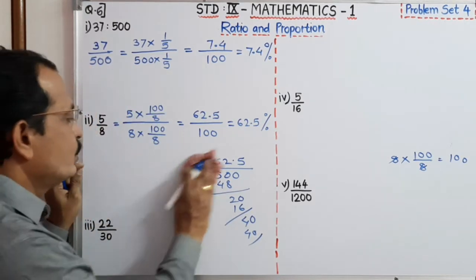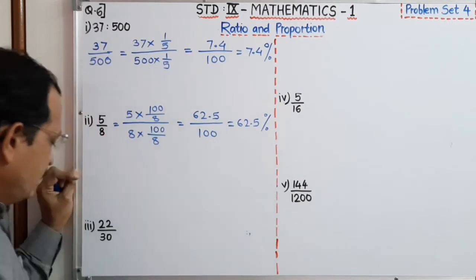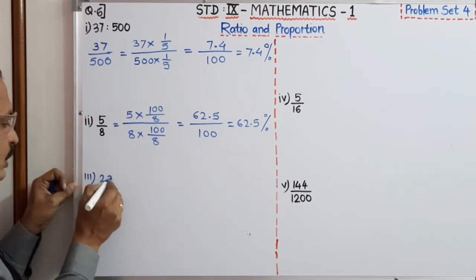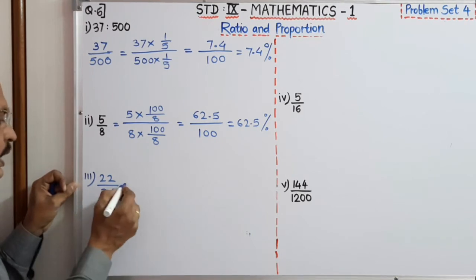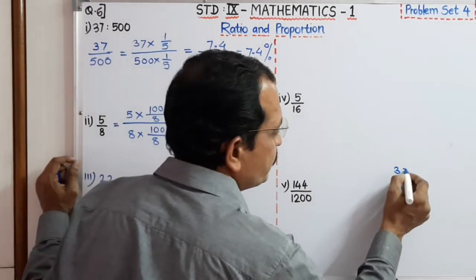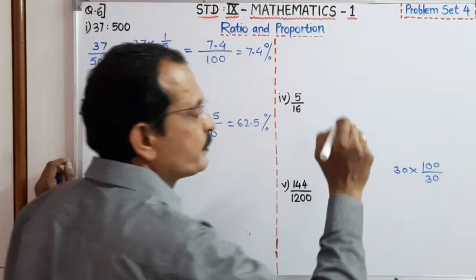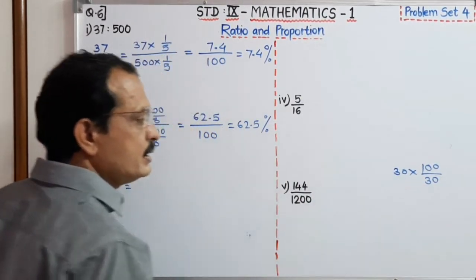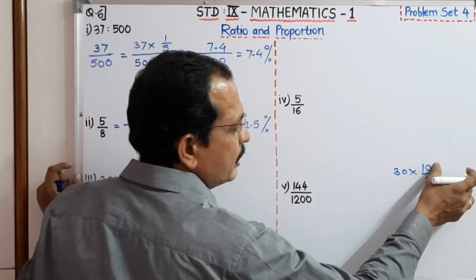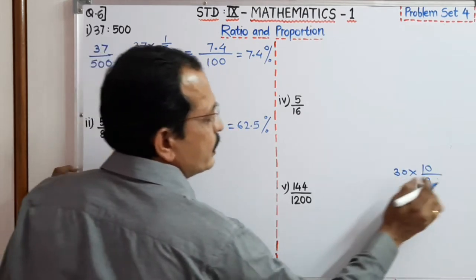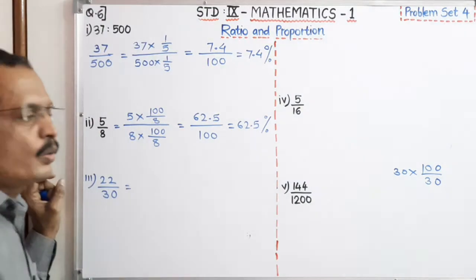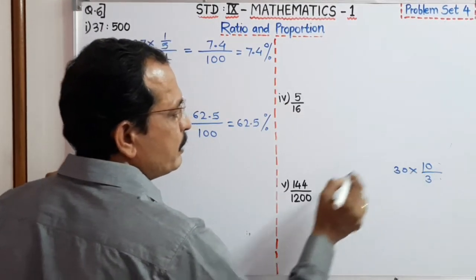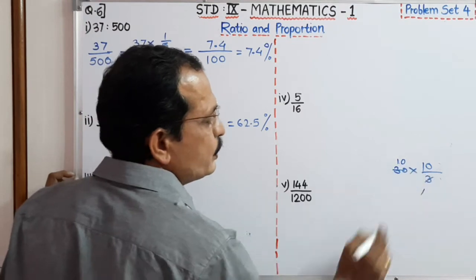Same thing, dear student, we have to do for this. Now, see here, it is 22 upon 30. 22 upon 30, we can write here 22 upon 30. Now, for that purpose, same way, 30 into 100 upon 30. Isn't it? This 30 gets cancelled. Or we can take another thing, 10 upon 3. Sorry, we can take 100, got it? Or we can use 10 upon 3 also. If we multiply with 10 upon 3, 3 ones are 3, 3 ones are 10, 10 into 10 it is 100.